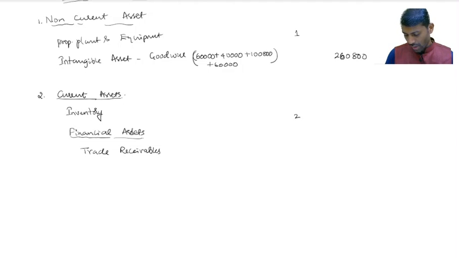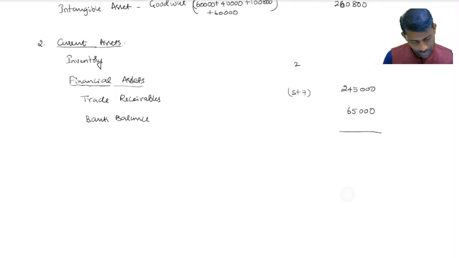We don't have bills receivable, so you can take from step number 7 directly. Debtors: 2,45,000. Then bank balance: you can take the total 65,000 directly. No note required. Then we have the total.